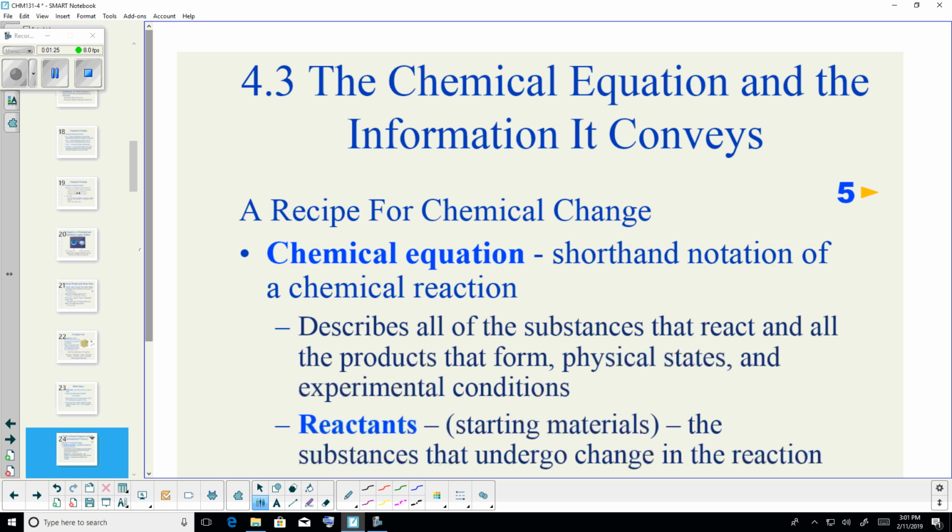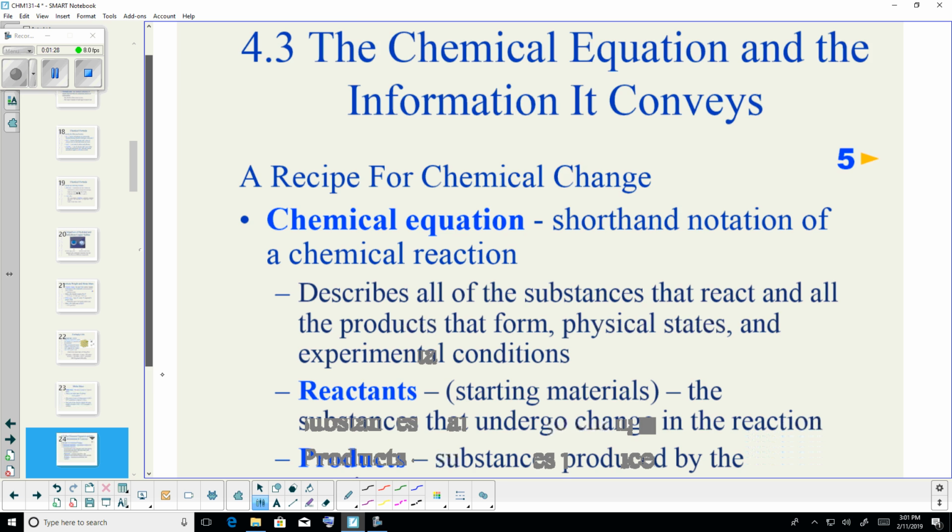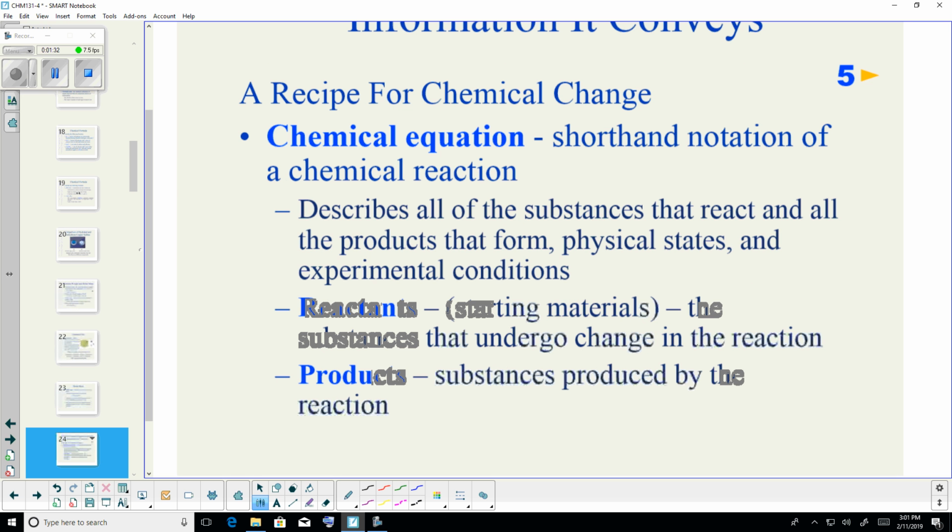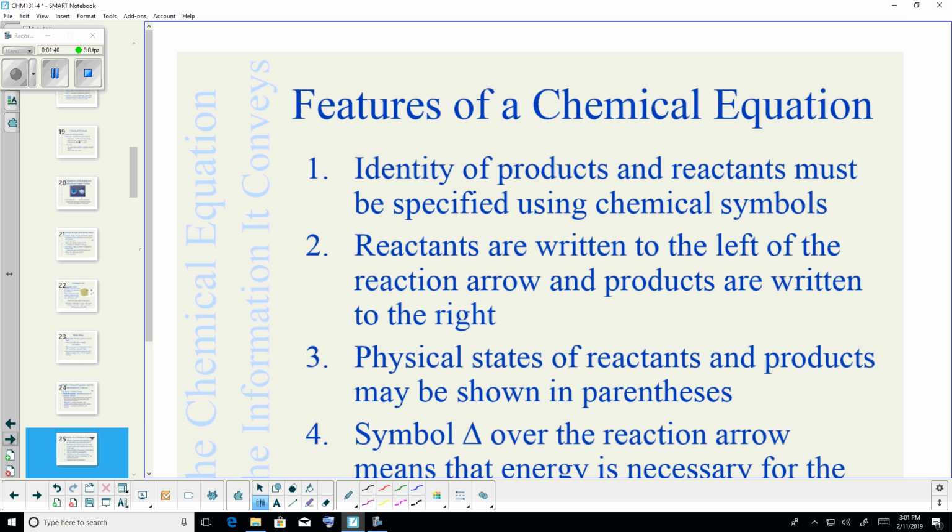So again, the chemical equation is shorthand notation for chemical reaction. The reactants, the starting materials, are what undergo change. The products are what is produced. In an equation, the reactants are written on the left, and the products are listed on the right of the arrow.